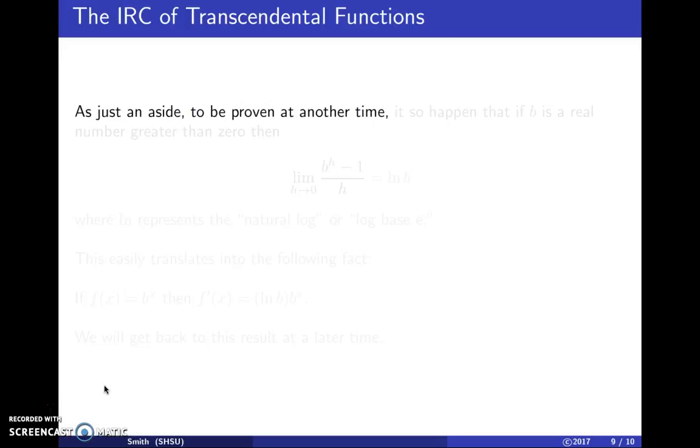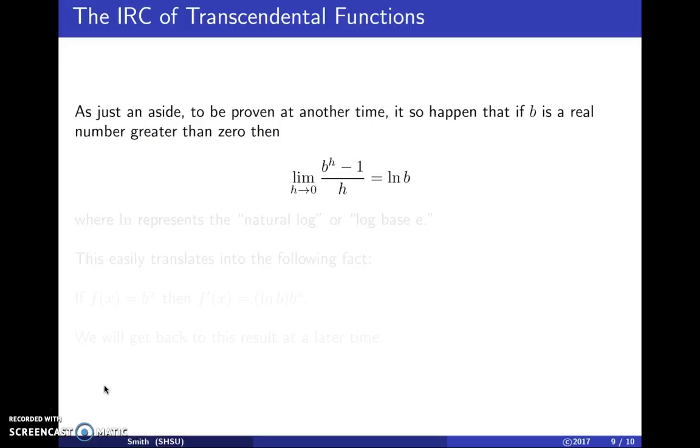Just as an aside, to be proven at some other time, it so happens that if b is some real number greater than 0, then the limit as h goes to 0 of b to the h minus 1 over h is the natural log of b. If b happens to be e, we're going to get 1. If b is something else, we get the natural log of that base. Here, ln is the natural log or log base e.